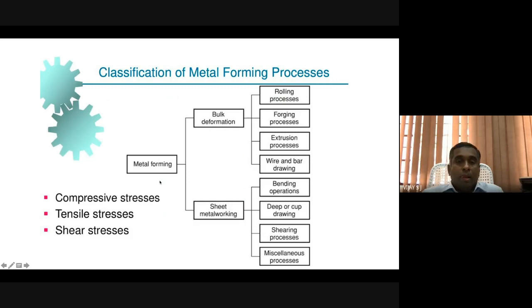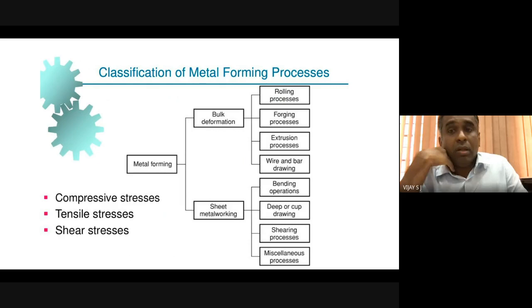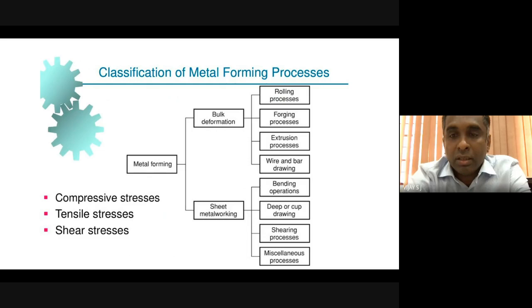Okay, in bulk forming processes, you have various classifications. One is the rolling process, another one is the forging process, the third one is extrusion, and the fourth one is wire and bar drawing processes. So these are the four processes that are available.